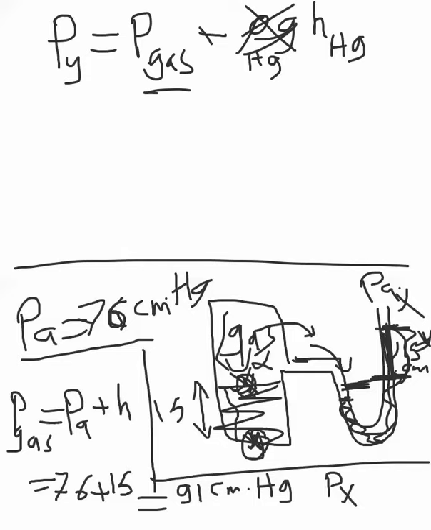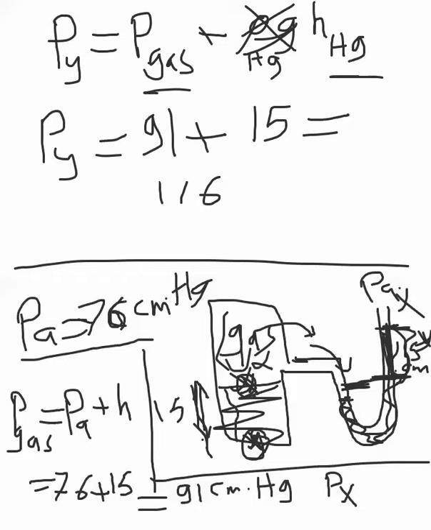So because of that, the pressure at Y will equal the pressure of gas, which we just calculated, 91, plus the h, the height of the mercury here, which is 15 centimeter, and this will equal 601... okay, centimeter mercury. This is the answer for problem number 27. Okay, everybody understand this? Anybody have a question here? We just calculated it in the previous part.